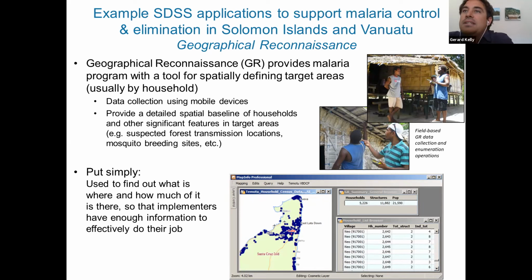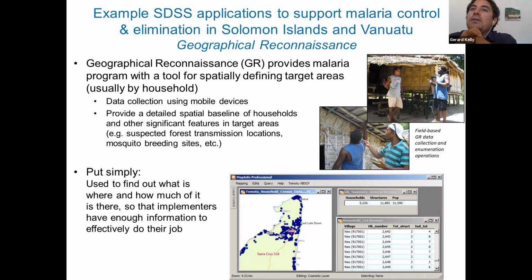As part of that, we did quite detailed baseline surveys, what is known in the vector surveillance world as geographical reconnaissance. That is basically exactly what we do with our baseline surveys in Tupaia when we're talking about basic clinic data surveys and facility fundamentals. What a geographical reconnaissance survey does for vector surveillance is collect a baseline within your target area of all your priority features, which includes households predominantly.